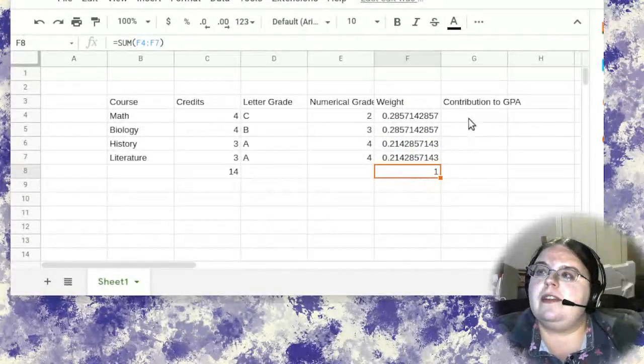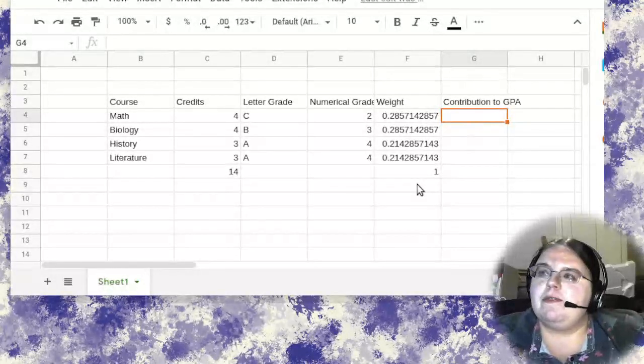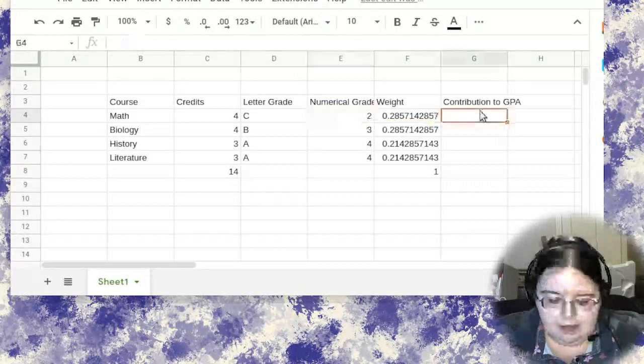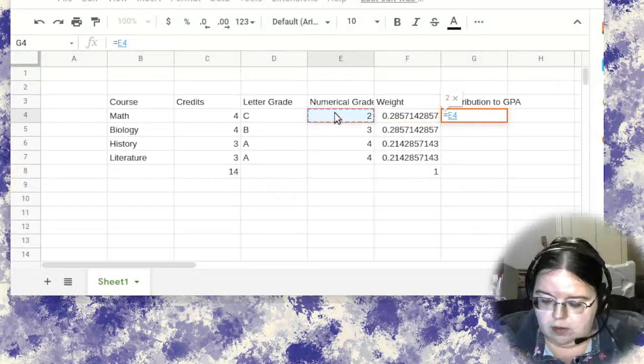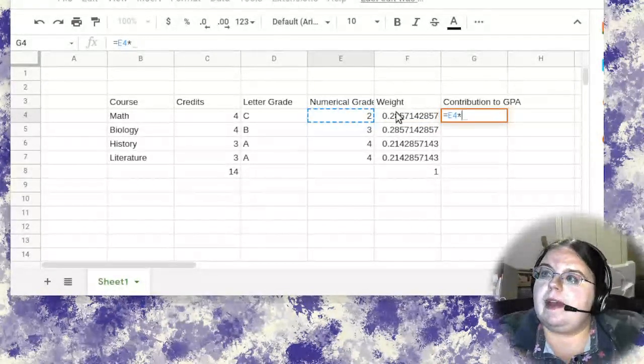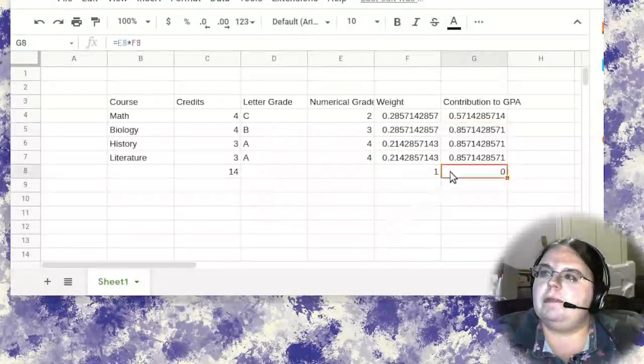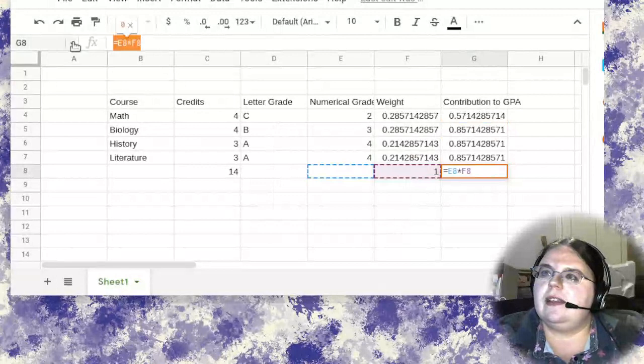Now, if I want to know the contribution to GPA for each class, I just take the numerical grade and multiply that by the weight of the class. So that 2 will get multiplied by the weight. And I see it's trying to help me out. Very helpful, but it messed up a little bit at the end here.